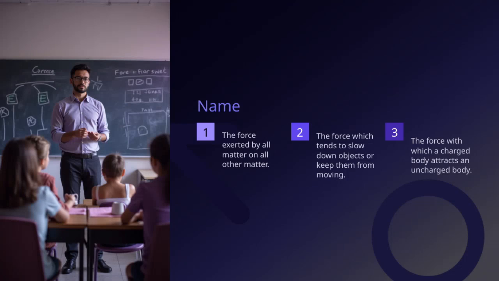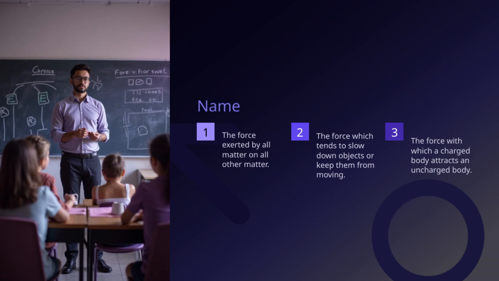Let's take a closer look at some fundamental forces. First, we have the force that a charged body exerts on an uncharged body, causing attraction. This is a key concept in electrostatics, where charges interact over a distance. Next, there's the force that tends to slow objects down or prevent them from moving. This is what we call friction. Friction plays a crucial role in everyday life, from walking to driving.